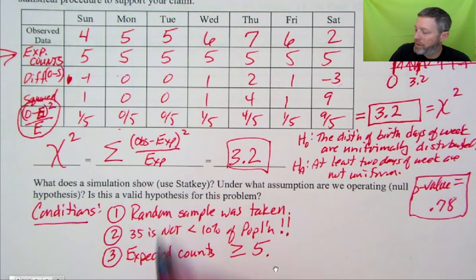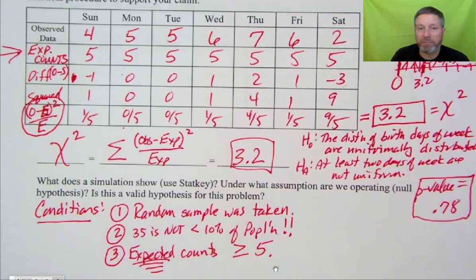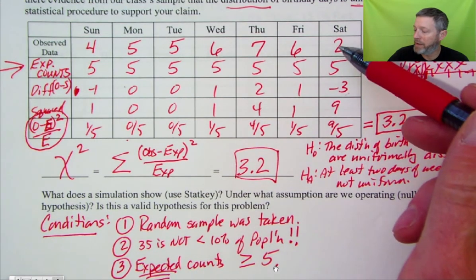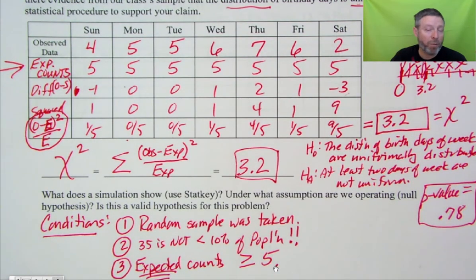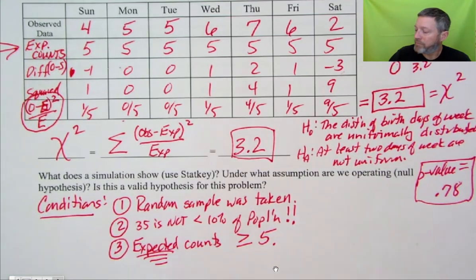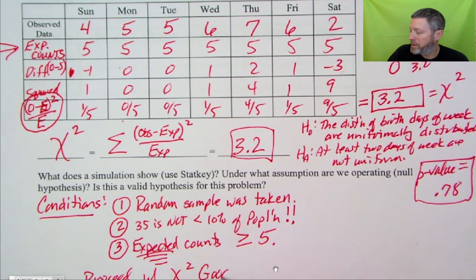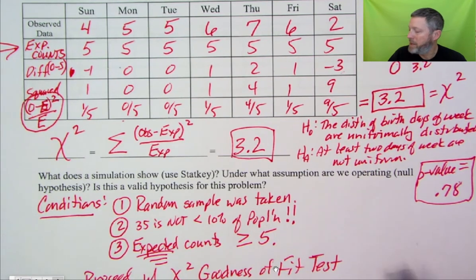Just make sure that the condition you check is always about the expected counts. Well, the counts that we actually got, of course, we had a couple that violated that, 2 and 4. But it's not about what we did get, it's about what we would expect to get. So make sure you check that condition for the expected counts only. So then we can proceed with what's called a chi-squared goodness of fit test. It's kind of a strange test name.